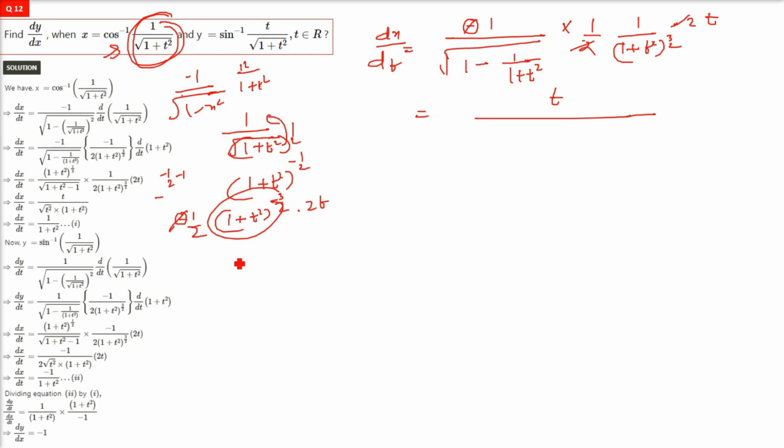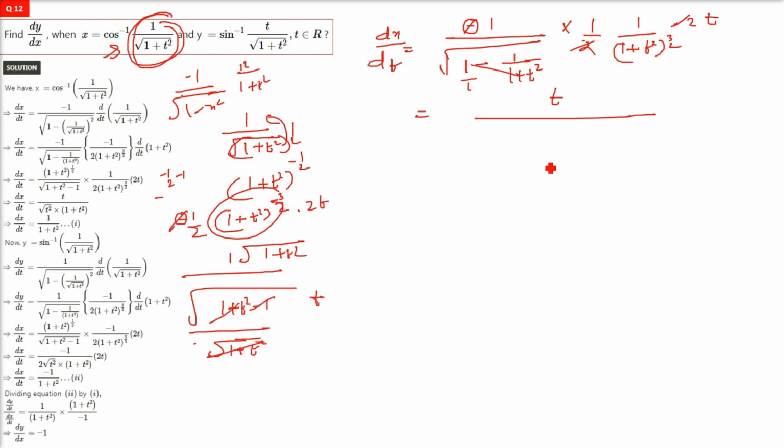And what about under root 1 minus 1 by 1 plus t square? We have to do that also. So let us multiply this: 1 plus t square minus 1 by under root 1 plus t square. Now under root 1 plus t square will go up. So 1 plus t square minus 1 will be 1 minus 1 is 0. t square under root is t only. So this t I am cancelling out now.